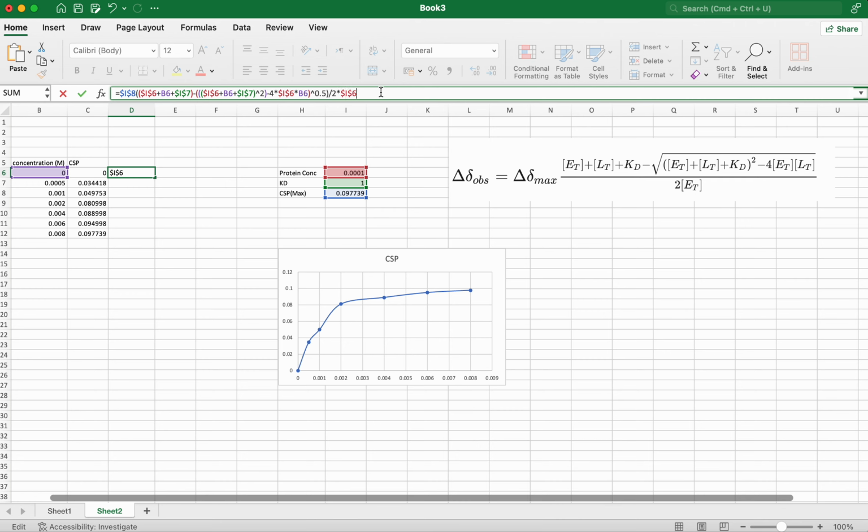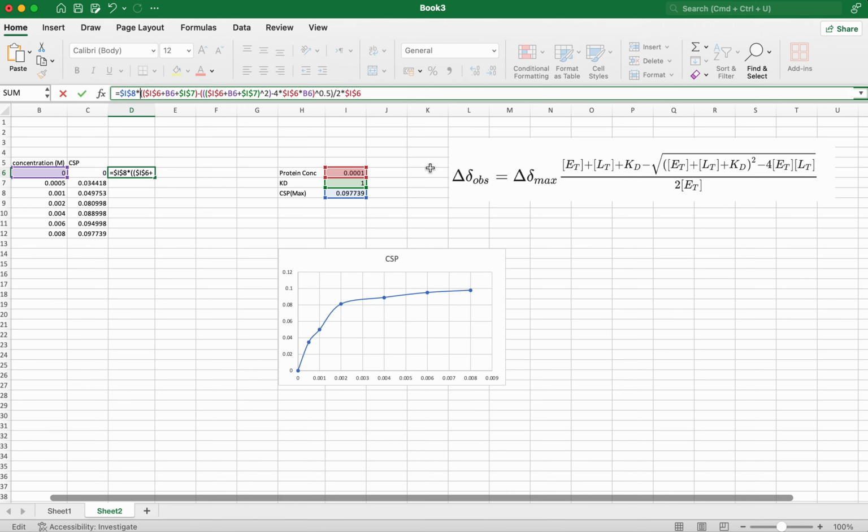Yes, so this is our equation. Again you can see that delta max is here, the maximum change in chemical shifts, and then this one is multiplied. You can put the star, or it's enough, you don't need to put the star. And here this term, the protein concentration plus ligand concentration plus Kd. So the delta I6 is protein concentration, ligand concentration, it's variable, so we don't put a dollar sign. And then I7 is our Kd.